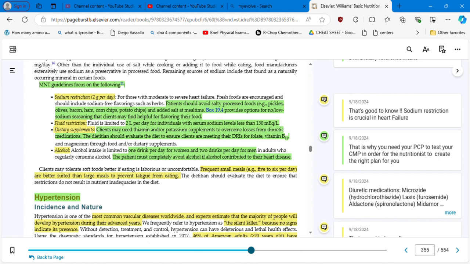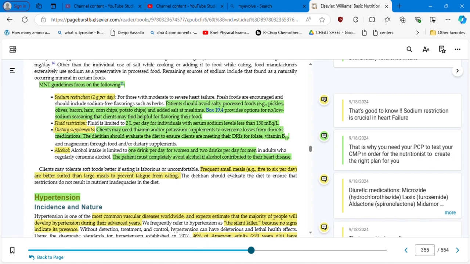The dietitian should evaluate the diet to ensure clients are meeting their dietary recommendation intake for folate, vitamin B12, alcohol, 1 drink per day for women and 2 drinks per day for men. In this, I really don't understand how we can keep recommending alcohol. The patient must completely avoid alcohol if alcohol contributed to the heart disease.